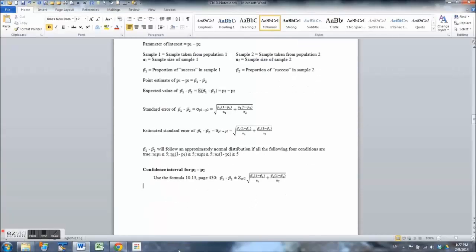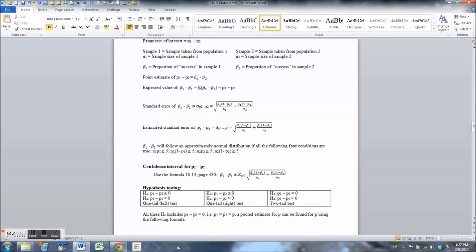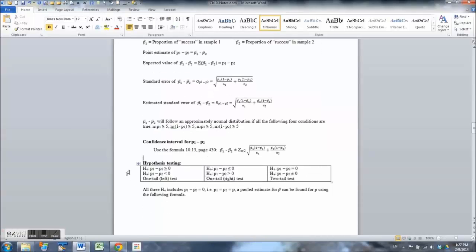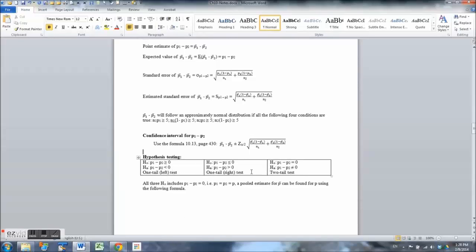Now the next topic is hypothesis testing, and once again hypothesis testing has three different formats, and the parameter of interest is P sub 1 minus P sub 2. So we can have one of the two possible one-tail tests or the two-tail test. Now you notice that in all of these three different forms, the null hypothesis includes the case where P sub 1 minus P sub 2 is equal to 0. In other words, the case that P sub 1 and P sub 2 are equal to some common value is part of the null hypothesis in all three formats.